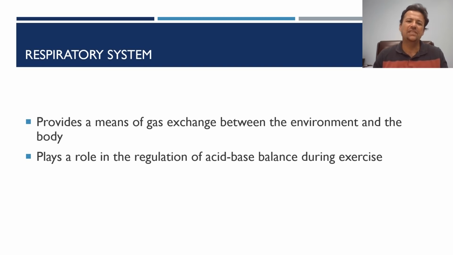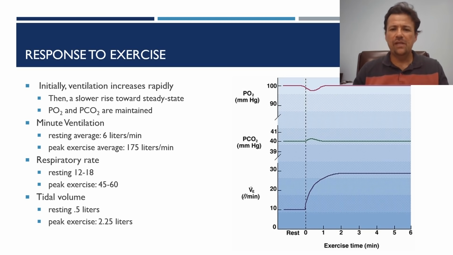Remember, I said there are many aspects to exercise physiology. We're just looking at a couple. And the thing we want to note is that once exercise starts, there's an immediate increase in respiration. Immediate. And your respiration can move from averaging 6 liters per minute to almost 175 liters per minute at peak exercise. That's because your respiratory rate increases from 12 to 18 to as much as 45 to 60 breaths per minute. And your tidal volume can increase from 500 ml to over 2 liters per minute.